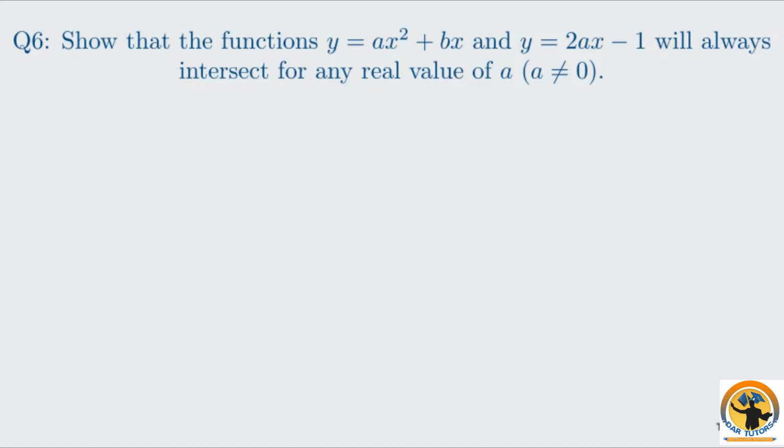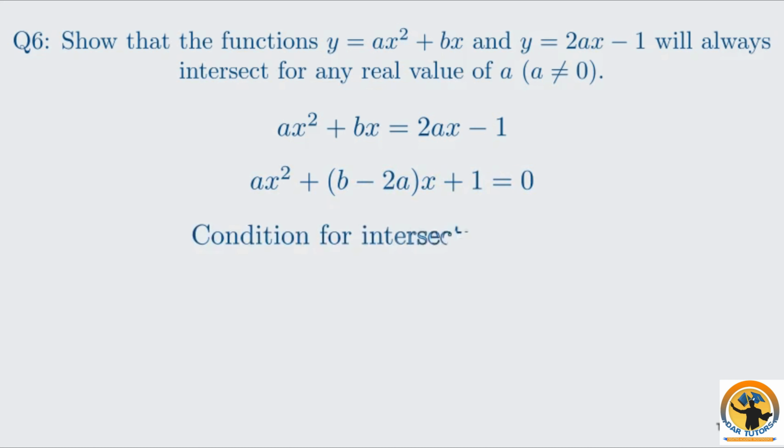Solution. For the graphs to intersect, there must be at least one real solution to the equation formed by setting their expressions for y equal. So we set x squared plus bx equals 2ax minus 1. Rearranging into standard quadratic form gives x squared plus the quantity b minus 2a times x plus 1 equals 0. For there to be real intersections, the discriminant of this quadratic must be greater than or equal to 0.